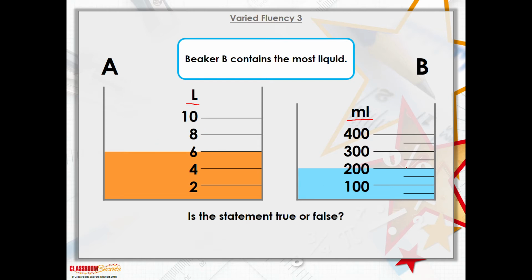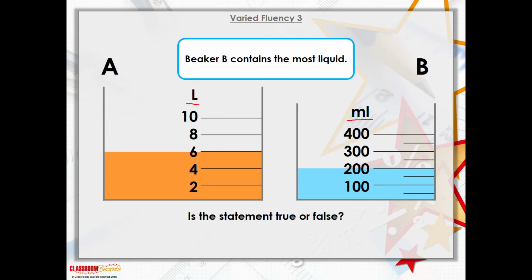And in container B, we need to have a look. So again, we're working in millilitres. So have a quick think, have a look. What is the capacity of container B? That's right, it's 200 millilitres.